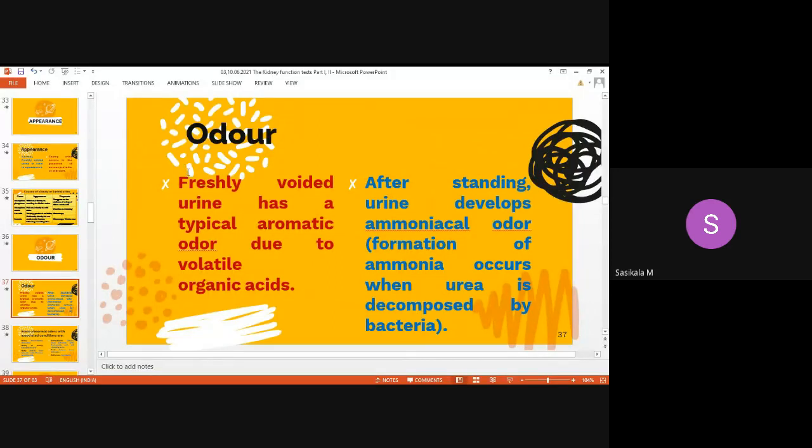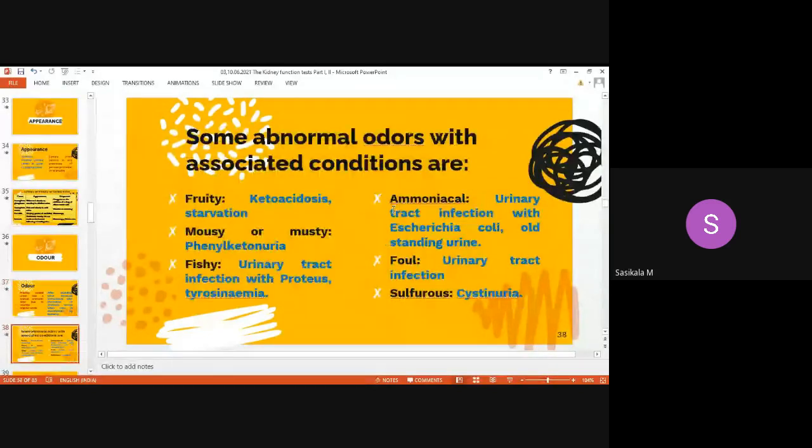Let's see that. Freshly voided urine has a typical aromatic odor due to the volatile organic acids. After standing for some time, urine develops an ammoniacal odor. It is due to the formation of ammonia when urea is decomposed by bacteria, and that leads to the ammoniacal odor.